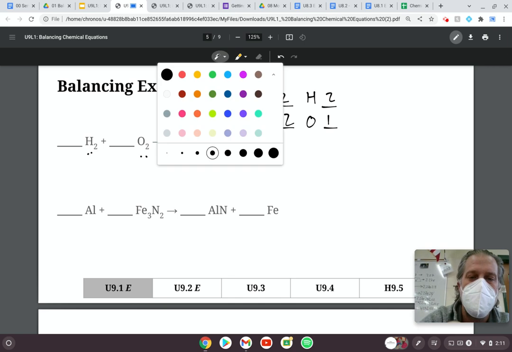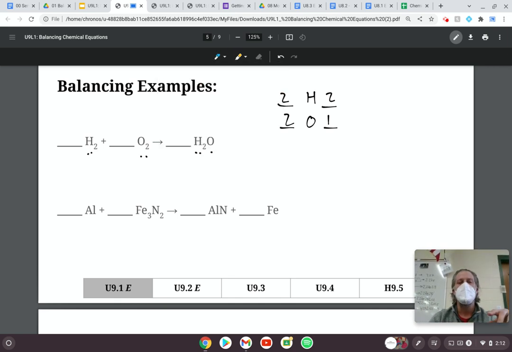Now, because I can't change subscripts, the 2's, I can add coefficients. So I'm going to go ahead and add a coefficient. But before I do that, I always start at the left side and I work my way to the right. So I start with hydrogen and I see that my hydrogens are balanced because I have 2 and 2 of them. I see that my oxygens are not balanced because I have 2 on the left side and 1 on the right side. So the only way that I can make them balance is by putting a coefficient of 2 here. Now that coefficient of 2 multiplies itself by every element that it's in front of. So that tells me that I'm going to have 2 times 2, which is 4 hydrogens, and 2 times 1, which is 2 oxygens.